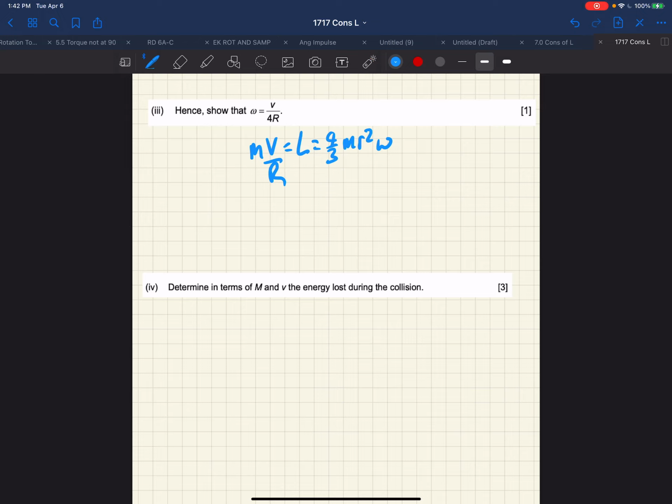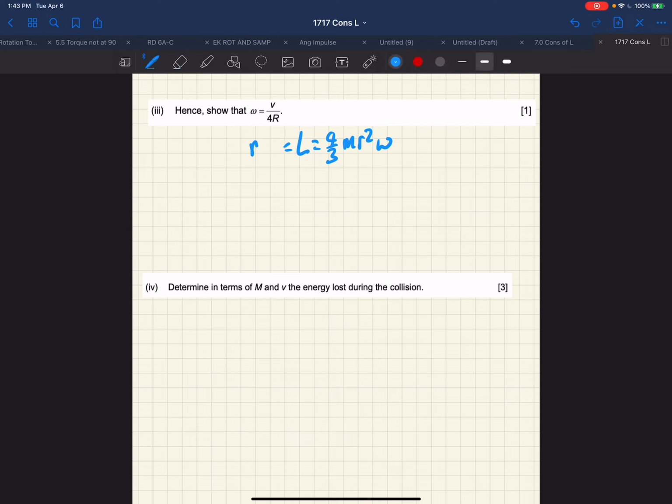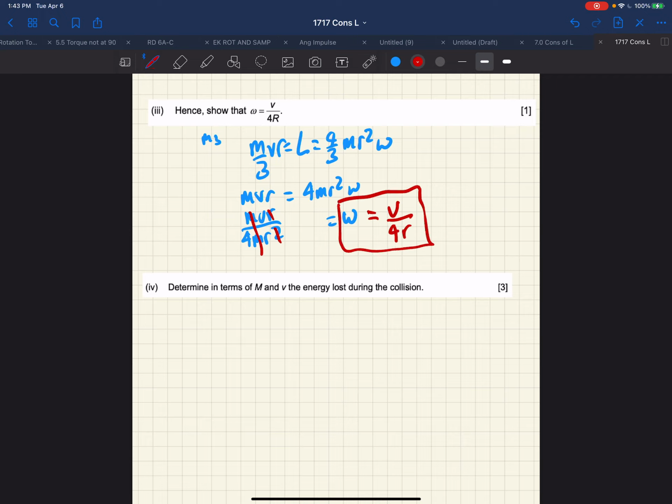Well, now doing some algebra, it's m over 3 vr. We can multiply the whole thing by 3, and that's going to give us mvr equals 4mr squared omega. And then omega is mvr all over 4mr squared. The m goes away, the r goes away, and we are left with v in the numerator and 4r on the bottom. And so that is part 3.